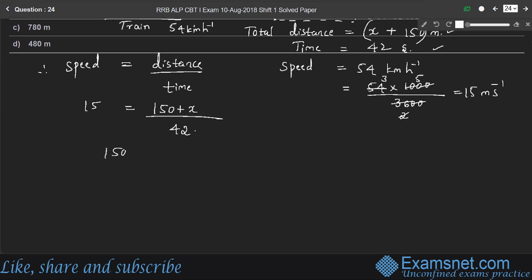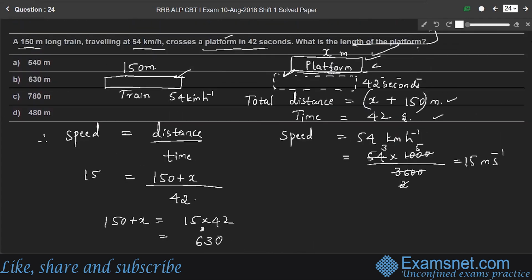So 150 plus x is equal to 15 into 42, right? So here 15 into 42 is how much? 15 into 2, 30, 15 into 4, 60 plus 3, 63. 630, right? Therefore, value of x is 630 minus 150. So which is 480. Yes, 480 meter is length of the platform, right? x is equal to 480 meter, right? To cross this 480 meter platform, train takes 42 seconds, right? Therefore, option D is the right answer.